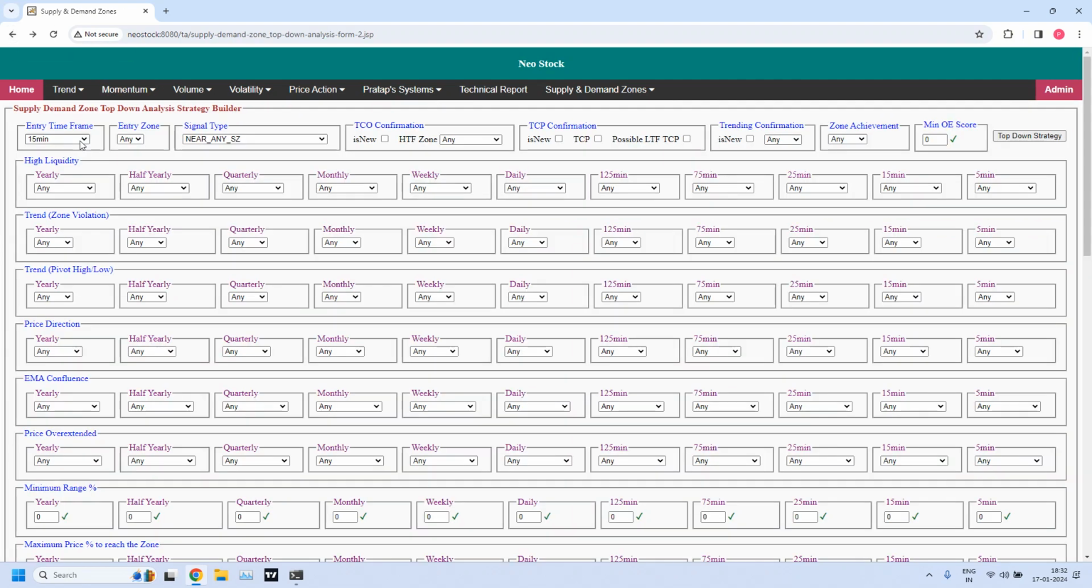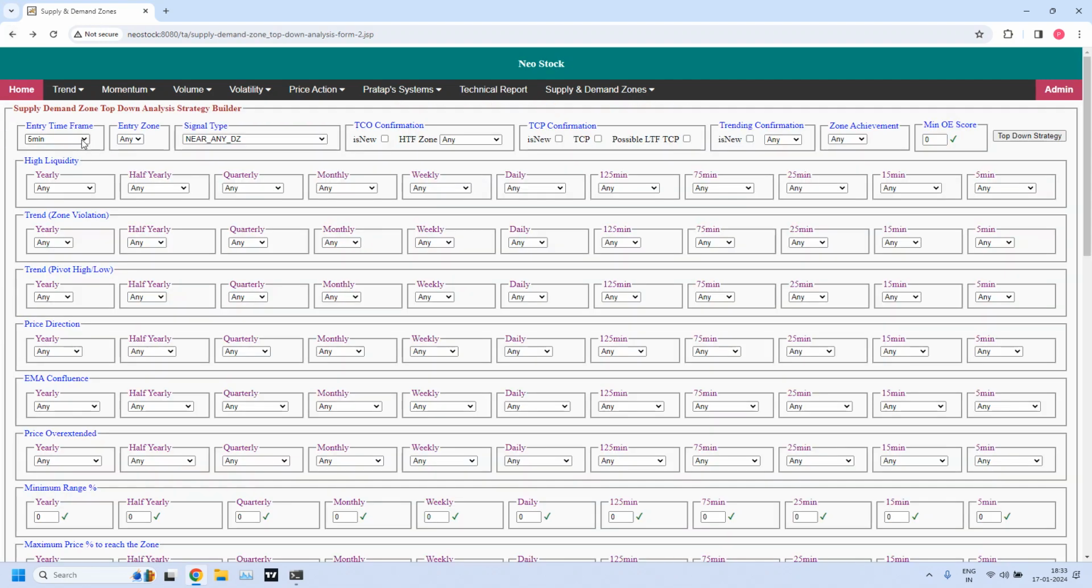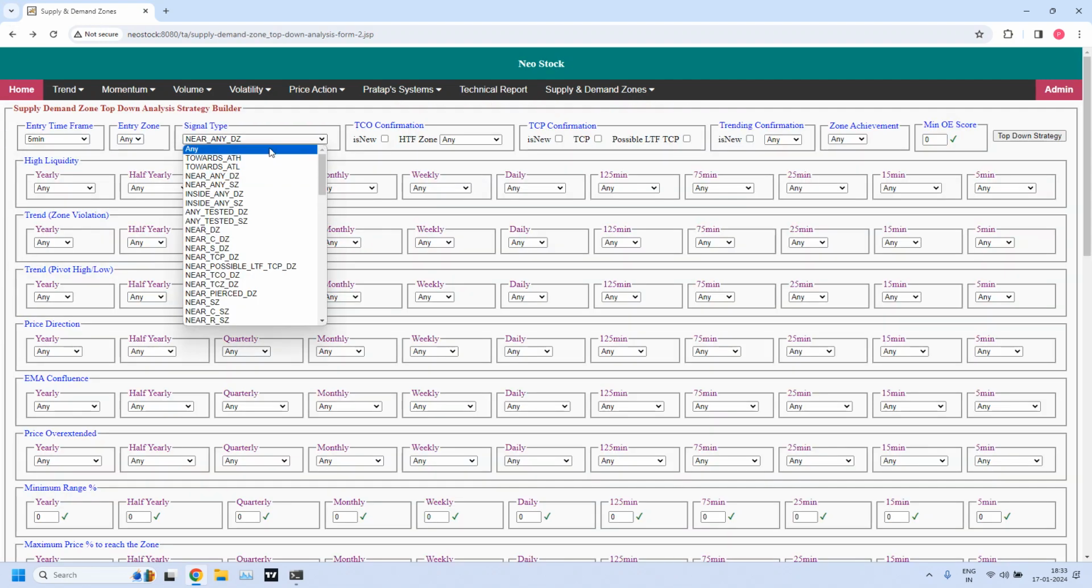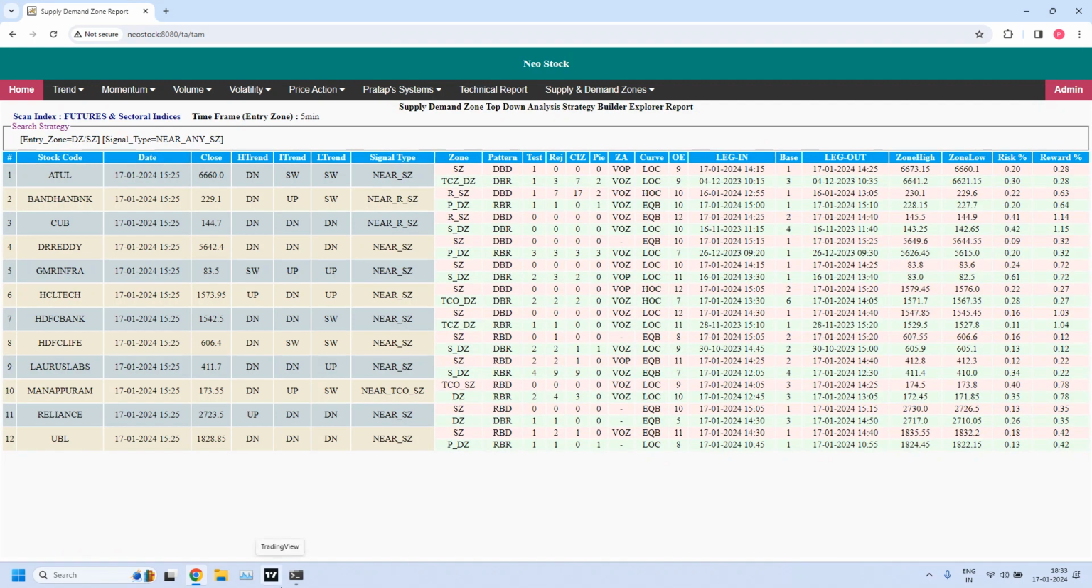Let me go back. Let me change the time frame to 5 minutes. Let us find the stocks near 5 minutes demand zone. These 6 stocks are filtered. Let's go back. Entry time frame 5 minutes. Let us find the stocks near 5 minutes supply zone. So these 12 stocks are filtered. So this is about the stocks near demand and supply zones for all the time frames starting from yearly until 5 minutes time frame.